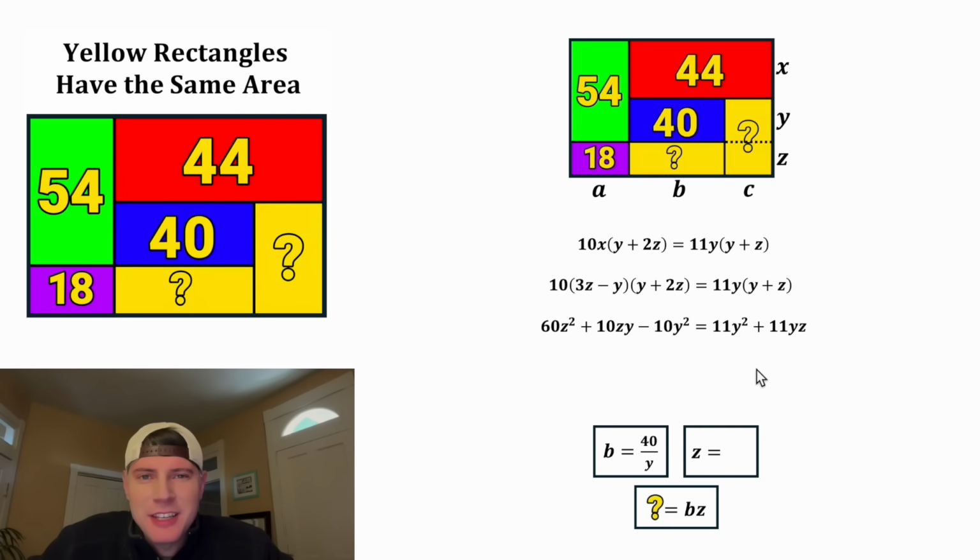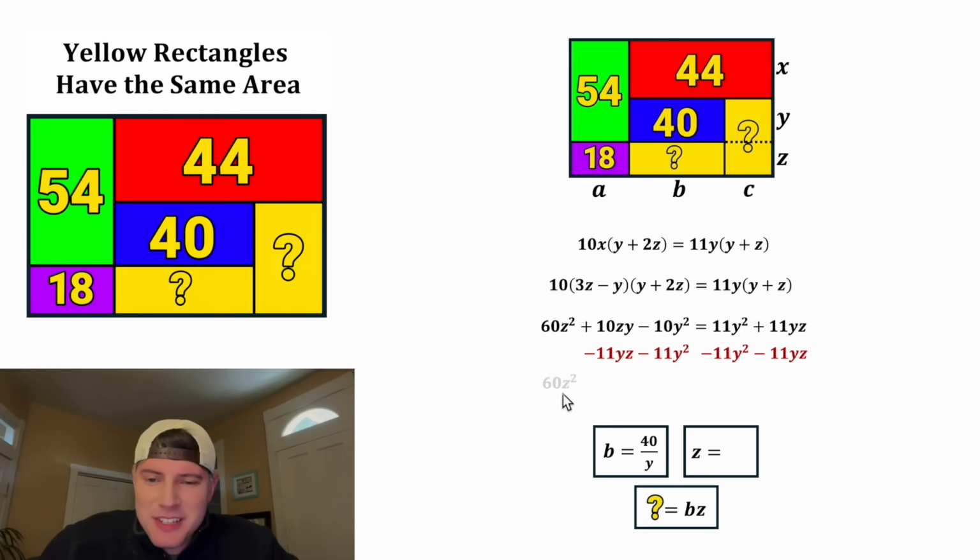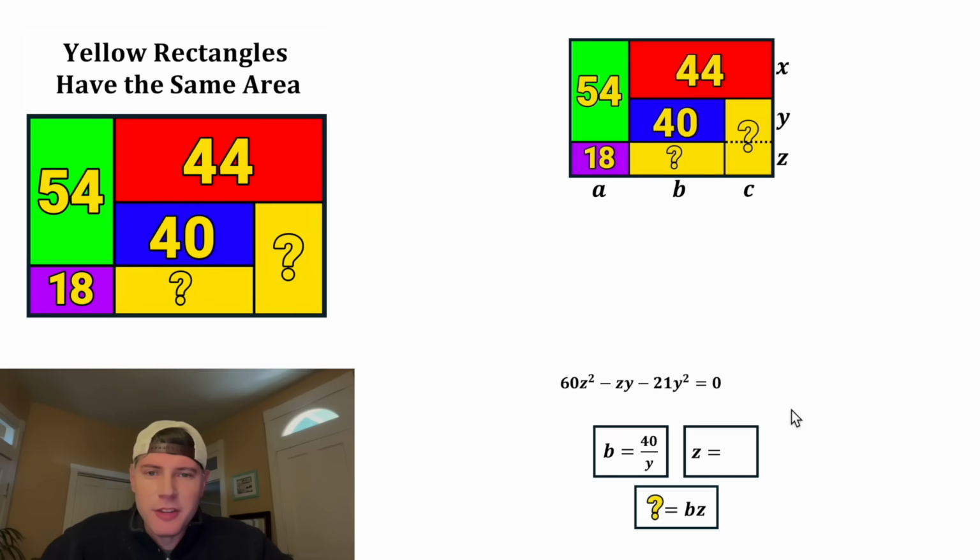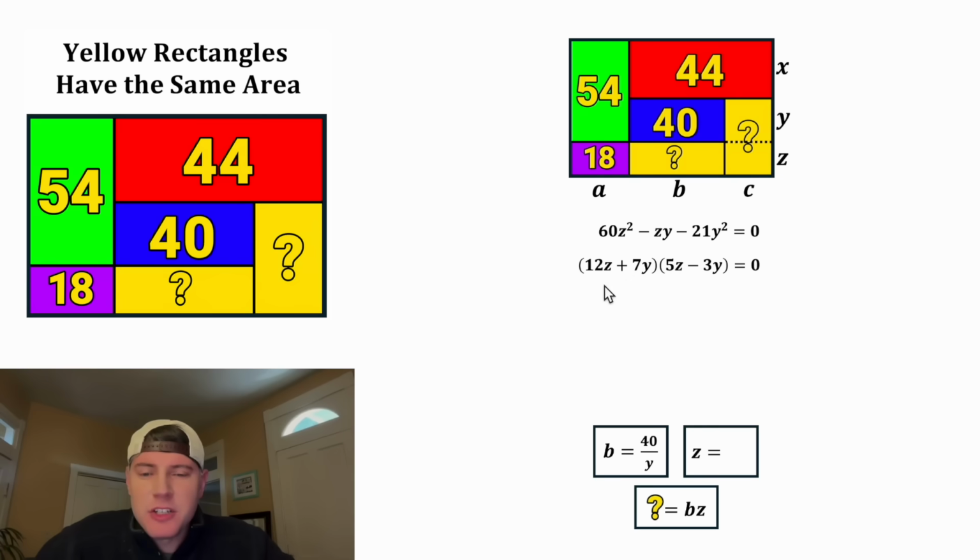And now let's set everything equal to 0. Let's subtract 11y squared and 11yz from both sides of the equation. On the left-hand side, we can bring this down. The positive 10zy minus 11yz is negative zy. And negative 10y squared minus 11y squared is negative 21y squared. And then on the right-hand side, this is all going to cancel, leaving us with 0. And now we can smush this together and get rid of all this. And let's bring this up here. This is factorable. It ends up being the quantity 12z plus 7y times the quantity 5z minus 3y. And it'll still be equal to 0.